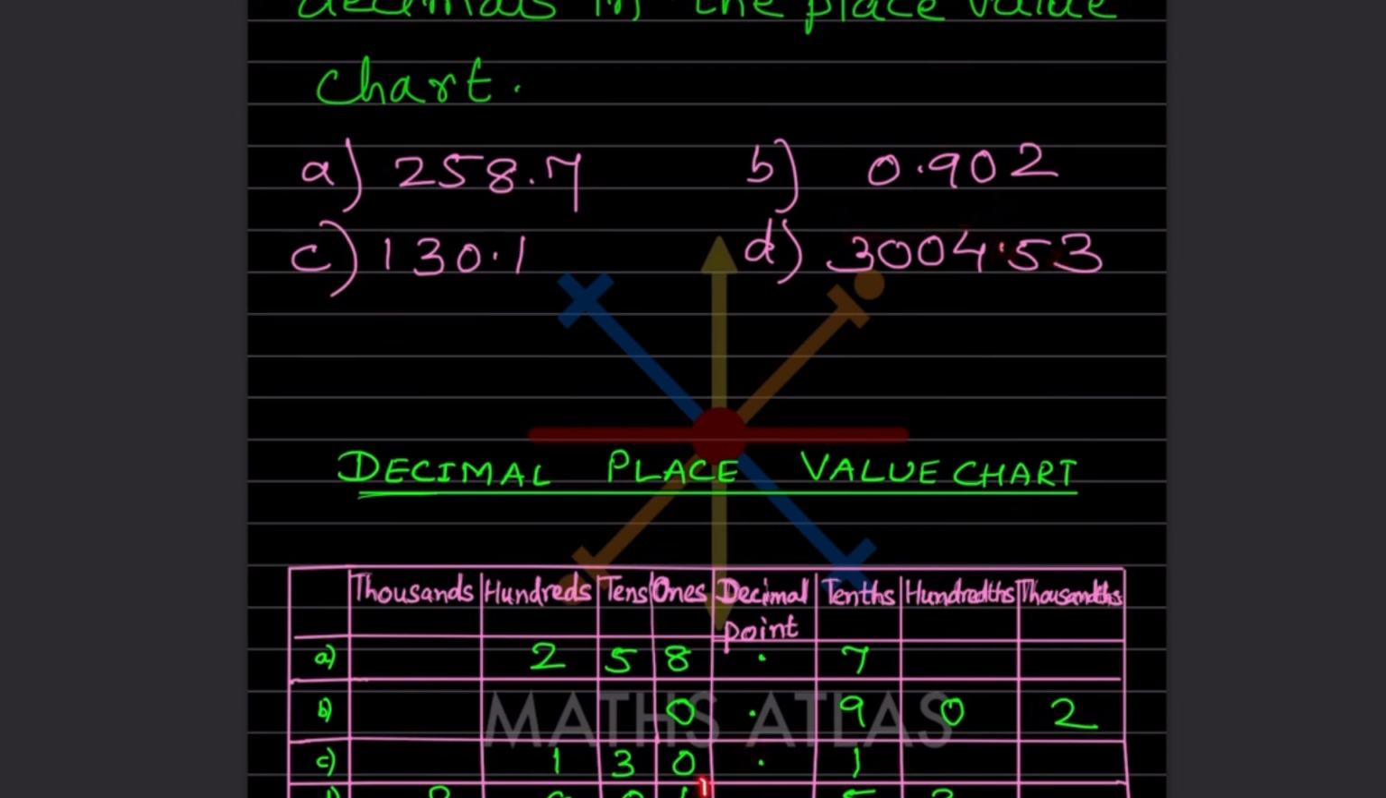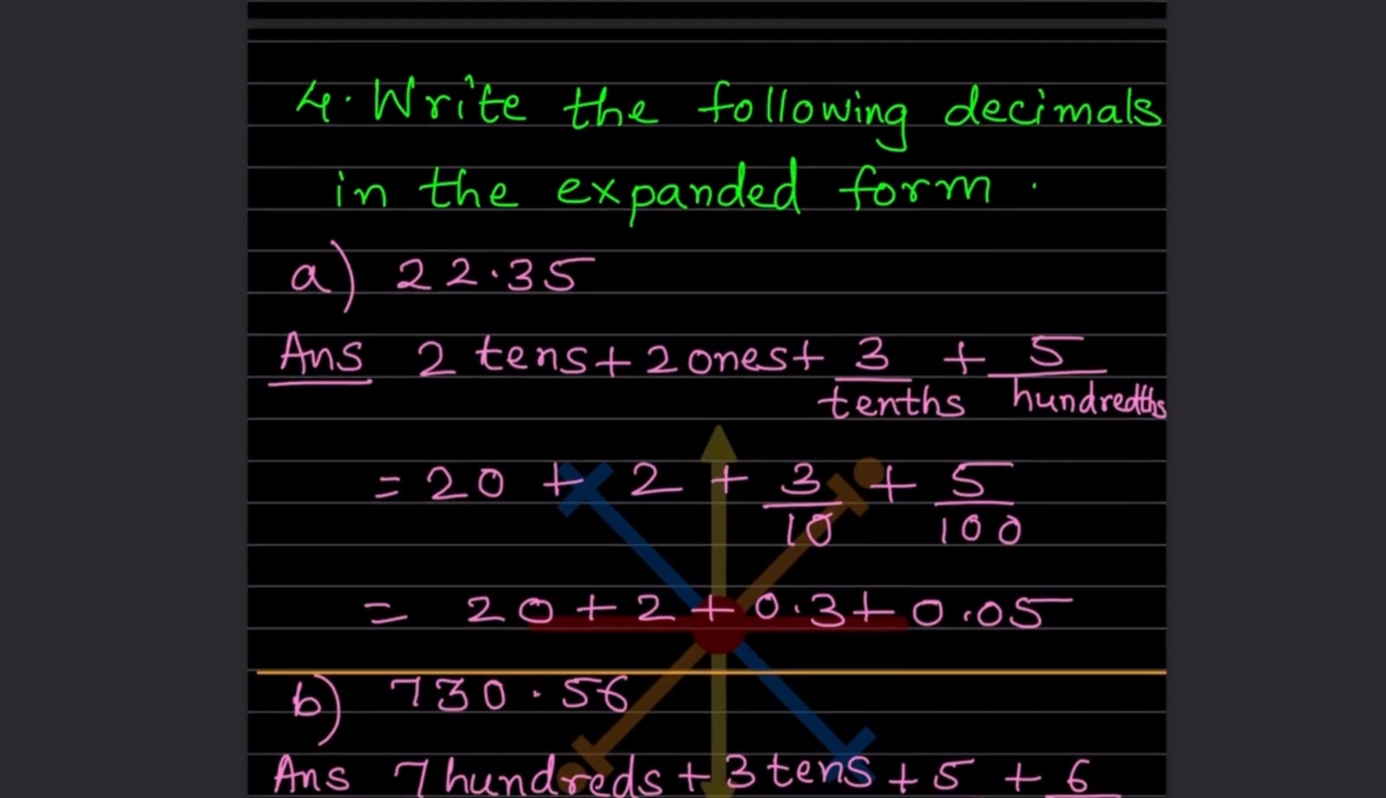Sorry for this. The point is here. 3004 here. And this is 53. Now write the following decimals in the expanded form. Expanded means you have to break up. So now again, look at here. This is the ones place. This is the tens place. This is the tens place. Tens, and this is the hundreds place. Before, after point, whatever that is the hundreds place.